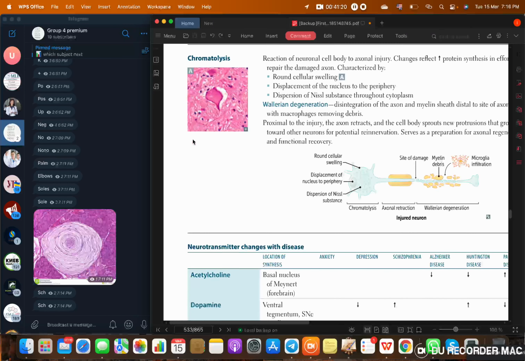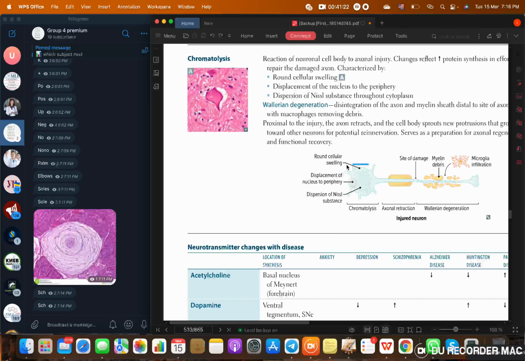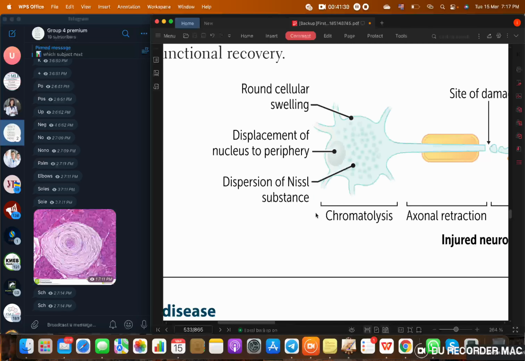So the first thing first, there will be swelling of the soma. Why? Because it's going to overproduce proteins that are required for the synthesis. So it's going to become a little bit more puffy, as you can see in this picture. The next thing will be displacement of the nucleus to the periphery. Why? Because it will be pushed aside by the Nissl substance.